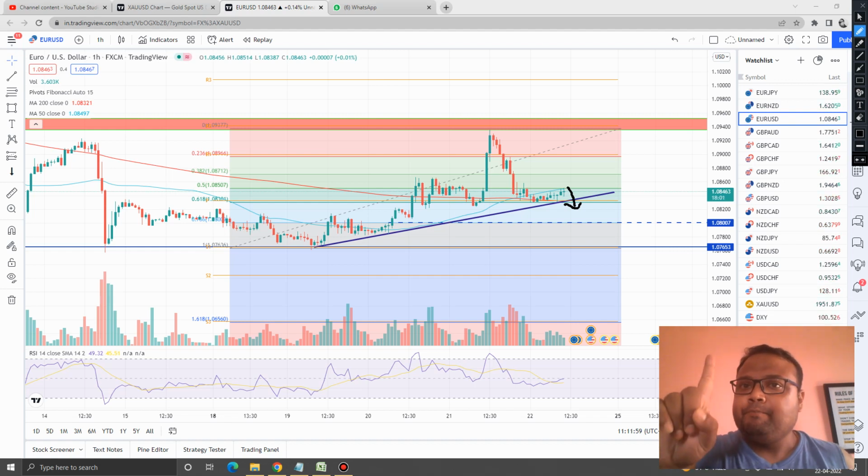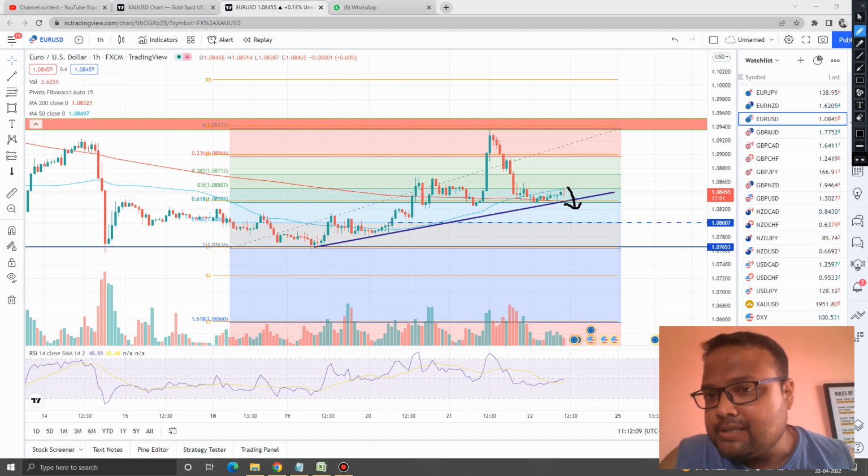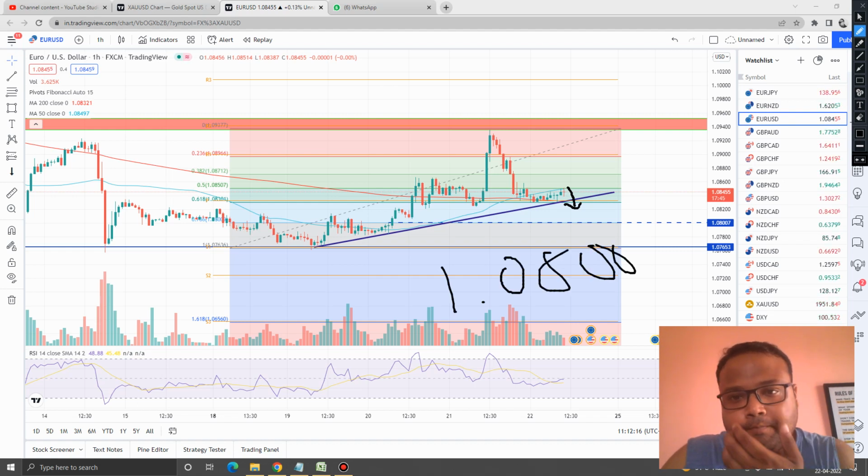In that case, yes, there is a possibility that market will be going down. So if DXY starts going up from the current market position, then obviously we will see Euro USD going down as well. So if Euro USD breaks the support, then the next support on Euro USD is 1.0800. This is the next support for Euro USD.